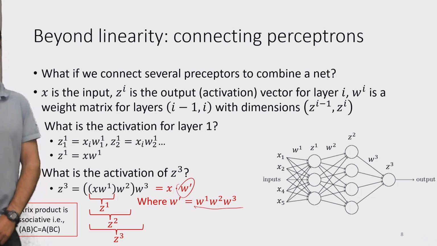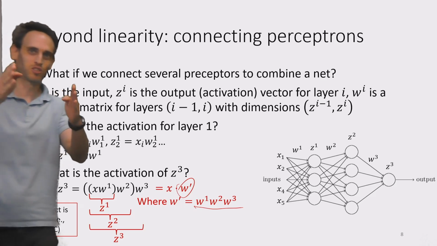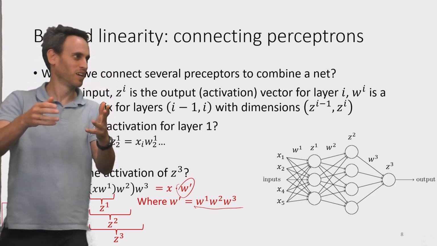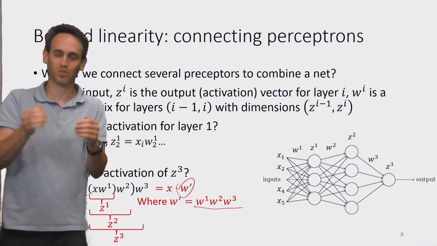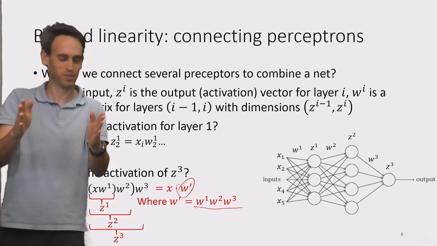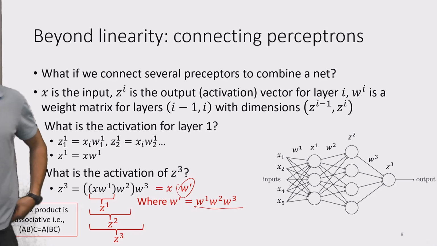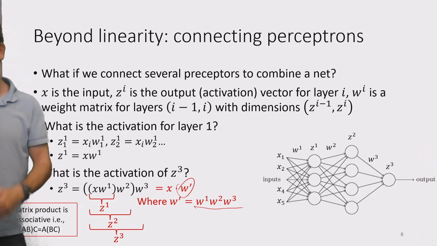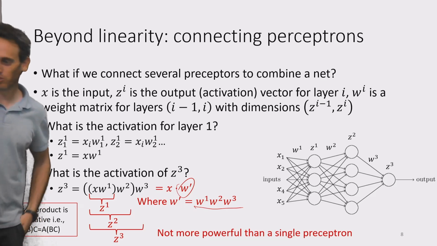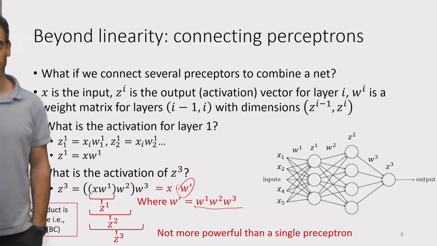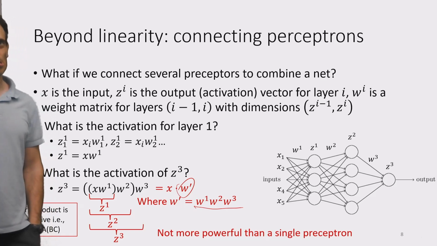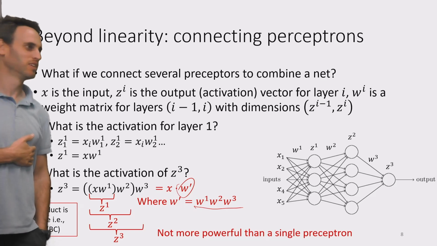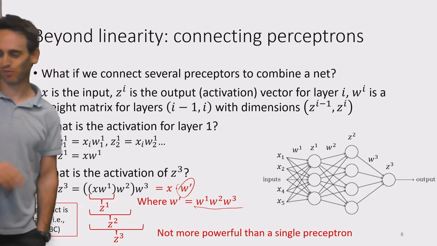No, it's a linear function. It's not stronger than X times W. You can fit linear functions to it, and we could do that with the perceptron too. Yes. This is not stronger than a single perceptron. So it's not more powerful than a single perceptron. Okay, so our goal of going beyond linearity, so far we didn't do very well.